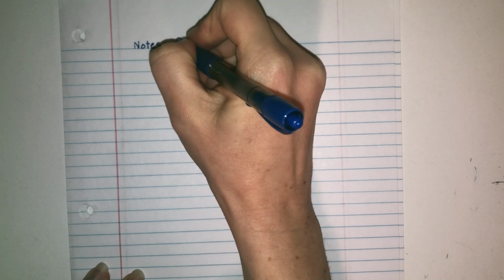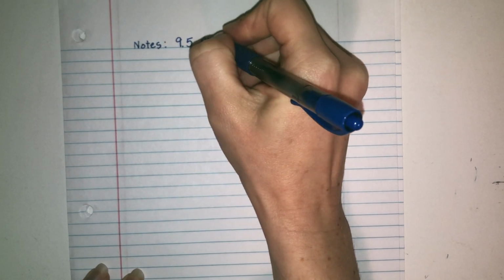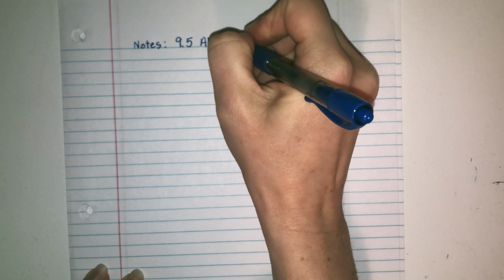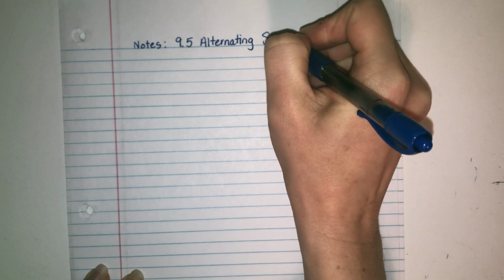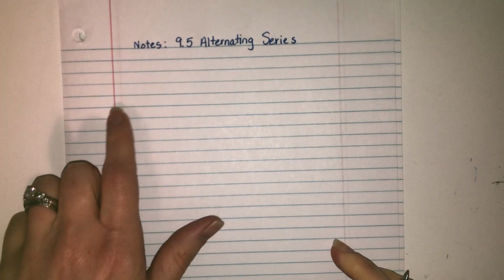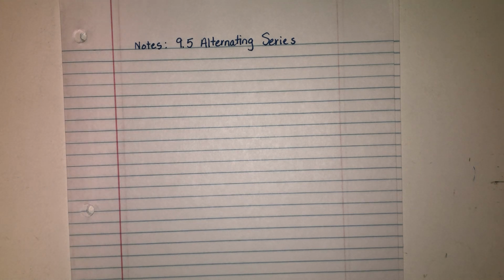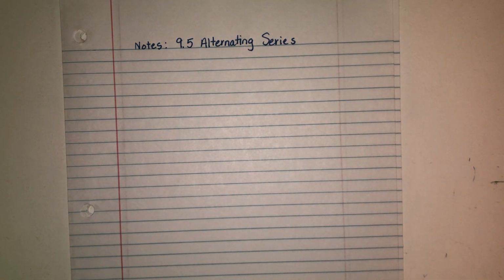Today's notes are going to be over alternating series. So, how do you know a series is alternating? Well, that's going to be if the terms of the series switch between positive and negative and positive and negative and positive and negative. And there's a number of different ways that that can happen. We will look at several in our example problems today.